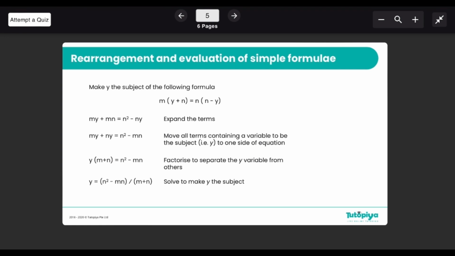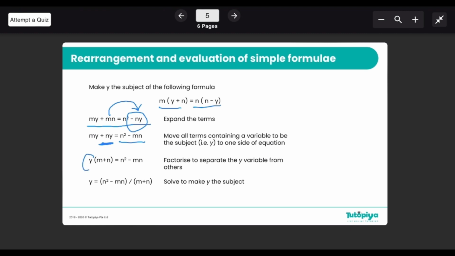Then we have the expanding bracket idea. If you have to expand brackets and make something the subject of the formula, that's also possible, right? So here I want to make Y the subject. I'm going to expand both sides, which is what I've done here. Then I'm going to move the terms which have Y onto one side. So I have taken the NY to the left side, and anything that doesn't have Y to the right side, right? So I have moved MN to the right side.